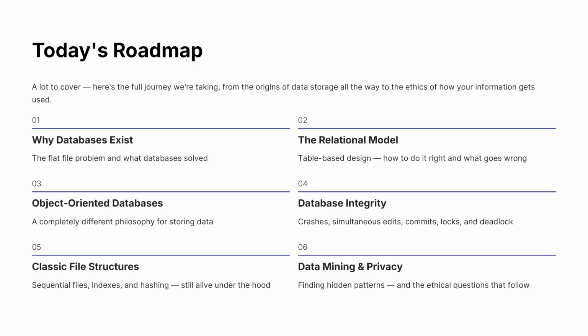Then we'll talk about how databases protect themselves from chaos, things like crashes and multiple people editing data at once. We'll also look at traditional file structures, the OG methods like sequential files, indexes, and hashing, which still show up under the hood of modern systems.